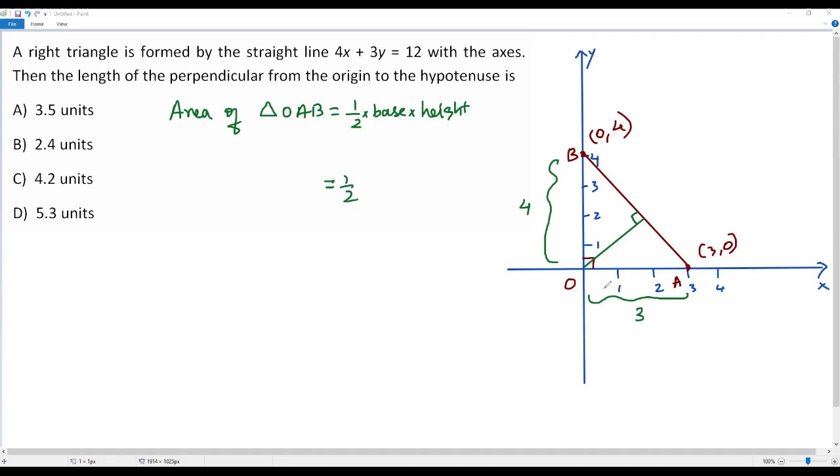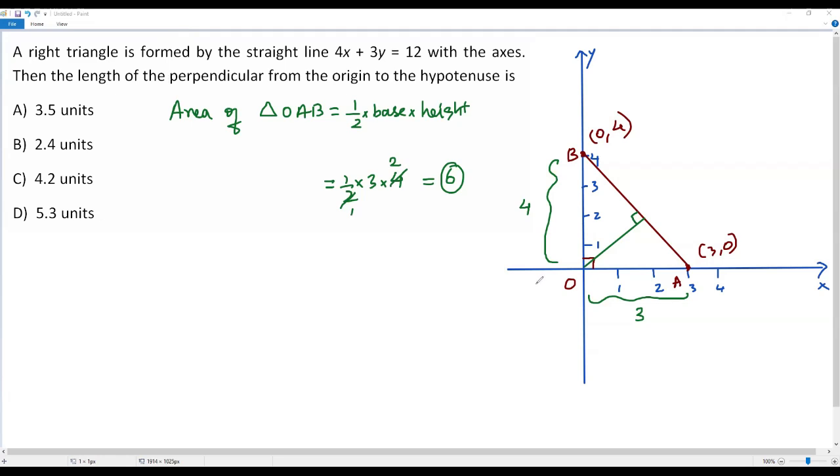1/2 times the base of the triangle OAB, which is 3 units, and the height of the triangle, which is 4 units. So 2 goes into 2 1 times and 2 goes into 4 2 times. So 1 times 3 times 2 is 6. That is 6 square units. So now I got the area of this triangle OAB. So that is 6 square units.